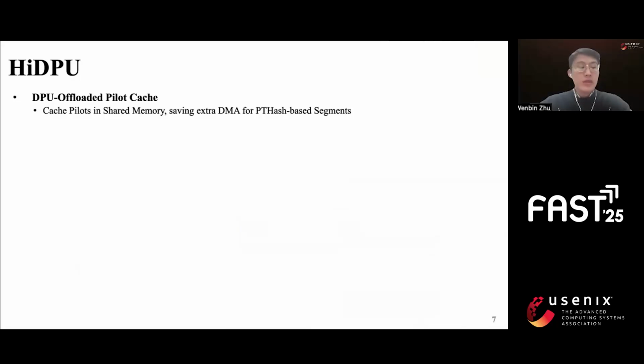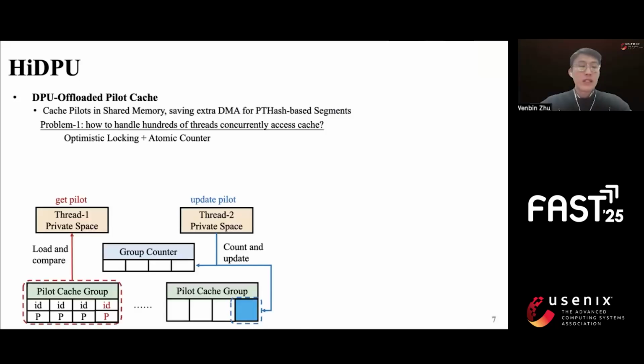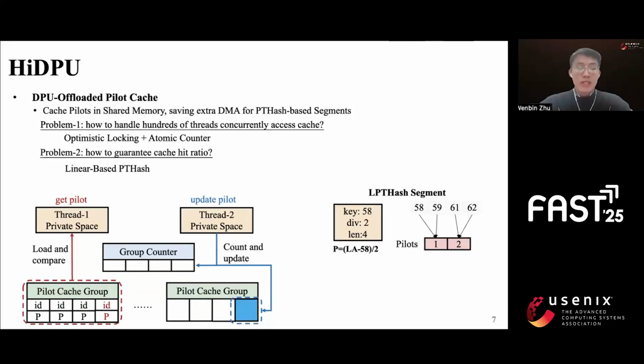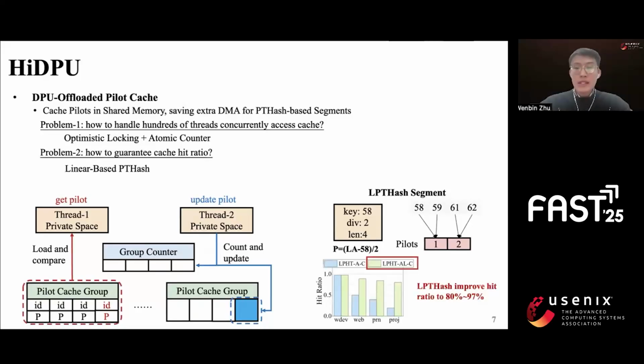To address this, HiDPU introduces a pilot cache in the DPU. It uses optimistic locking, which loads the entire cache group into the thread's private space and compares the IDs to find the right pilot value. Before updating the cache, it will check the group counter to find the next writable position in the cache group, which helps prevent write conflicts. Besides, LPTHash utilizes the segments with considerable continuity to group adjacent keys into a bucket and share the same pilot value. Experimental results show this can effectively improve the hit ratio.